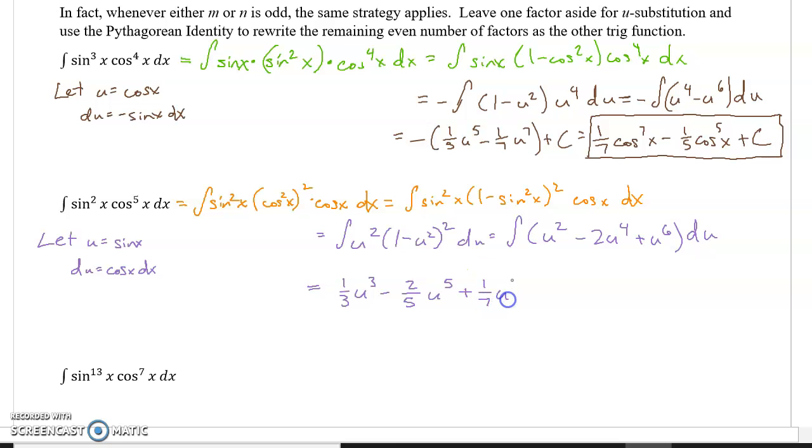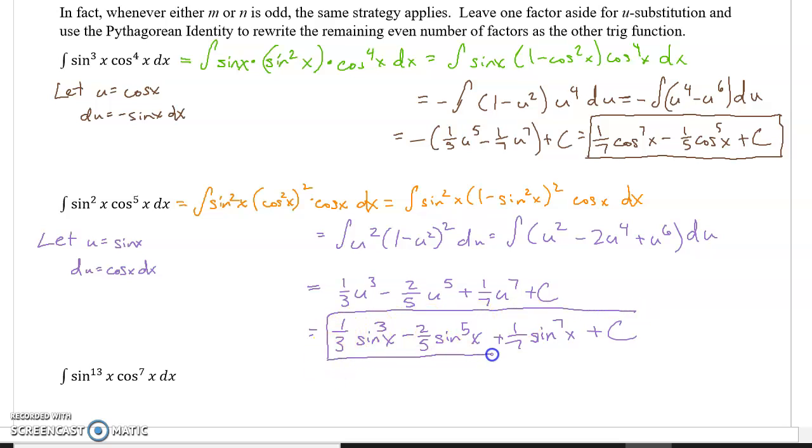Gotta slow down. All right, so our final answer is 1/3 sine cubed of x minus 2/5 sine to the fifth of x plus 1/7 sine to the 7th of x plus c. All right.